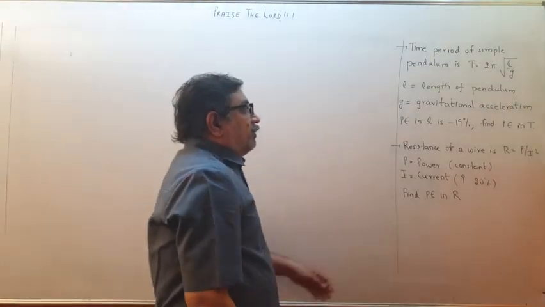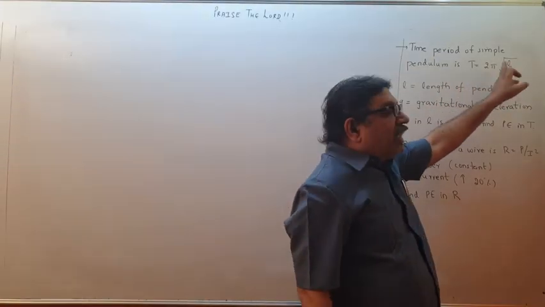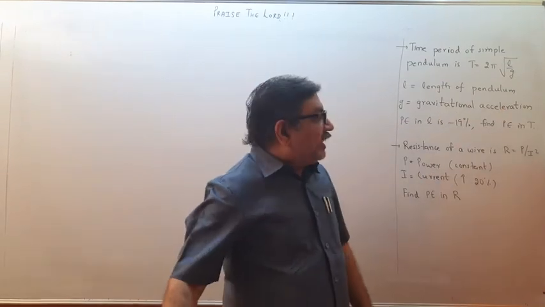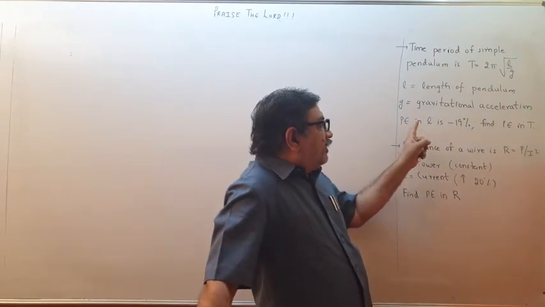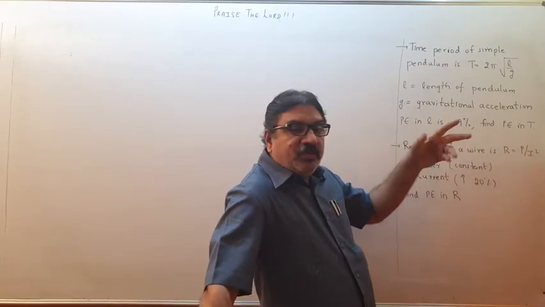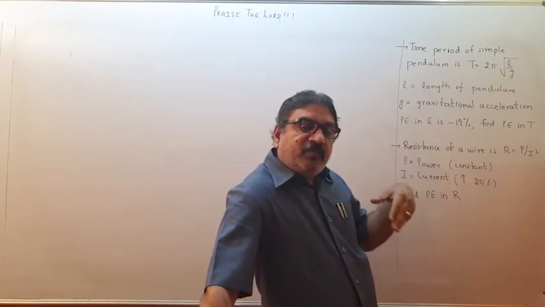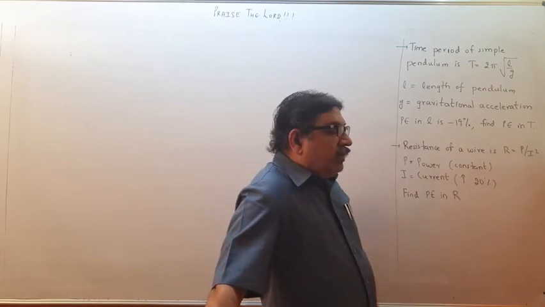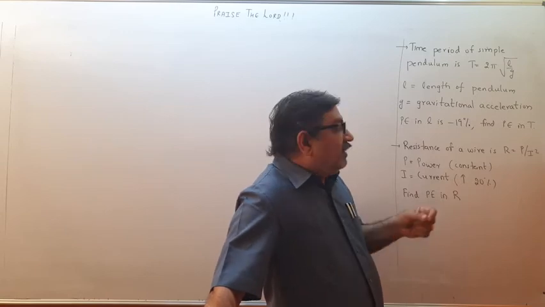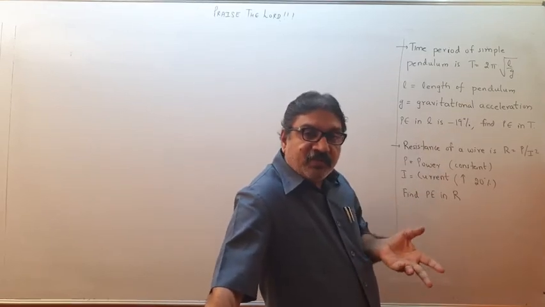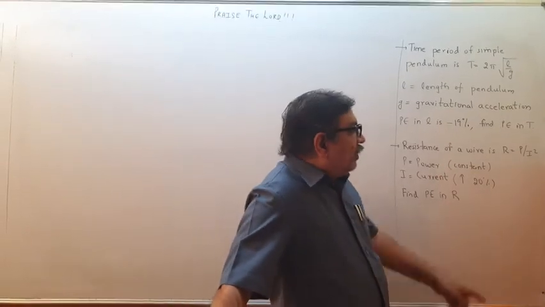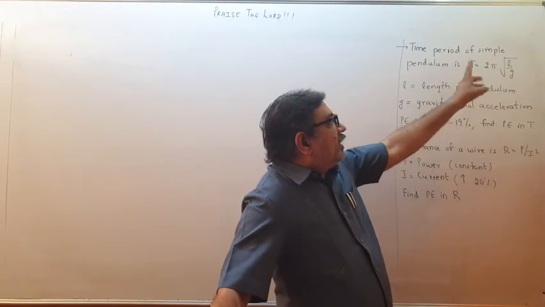Time period of a pendulum is given by T equal to 2π root L by g, where L is the length of pendulum and g is the gravitational acceleration. Percentage error in length is minus 19%. The length is decreased. Minus means decreasing. When error is positive, it is automatically increasing. So if we don't mention whether error is increasing or decreasing, if it is shown only in plus, it is increasing. If it is decreasing, then it will always show by minus. Find the percentage error in T, the time period.